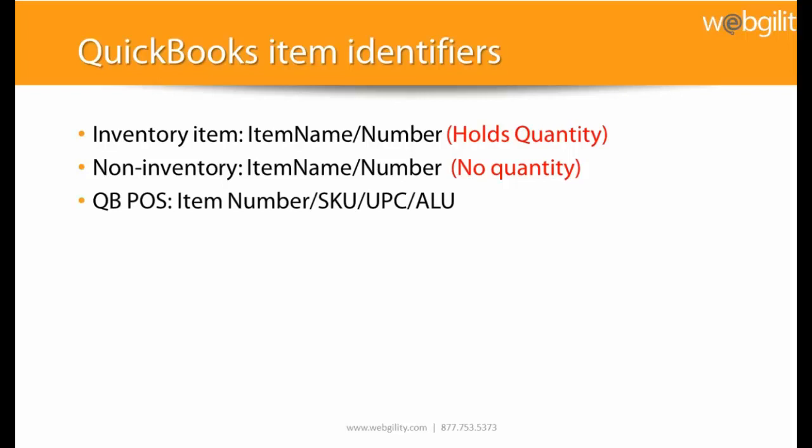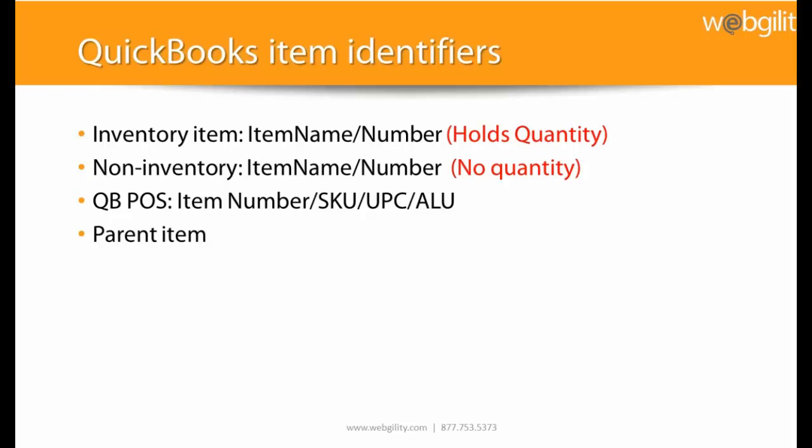In QuickBooks Point of Sale, you've got more options. You've got your item name and number, SKU, UPC, ALU. Those are different fields of putting data that identifies the product within Point of Sale. And then, of course, you've got parent items and child items. With QuickBooks Financials, I want to talk a little bit about parent and child items and how they look in QuickBooks.